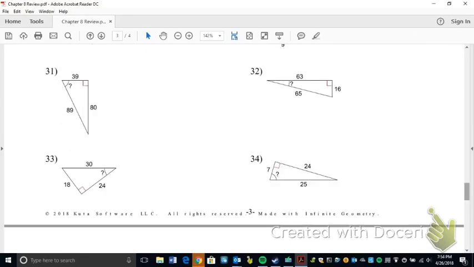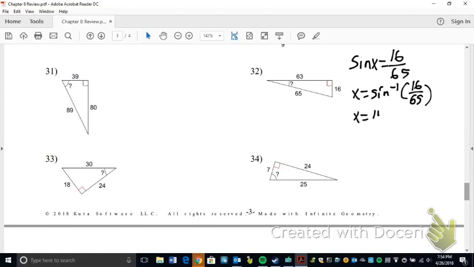The next one, so 32. Here I'm going to use sine. So the sine of x is going to be 16 opposite over 65 hypotenuse. That means the inverse sine, both sides, that cancels out. So I go inverse sine of 16 over 65, and I get x equals 14.2, or x equals 14 degrees.